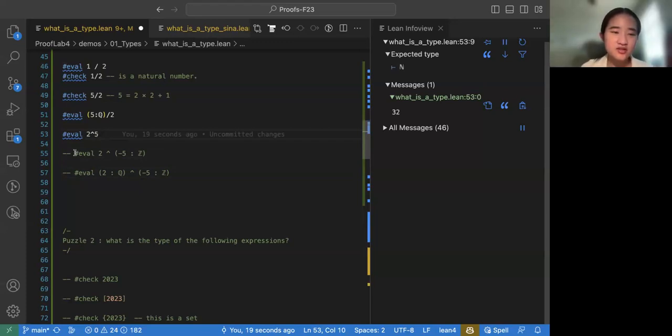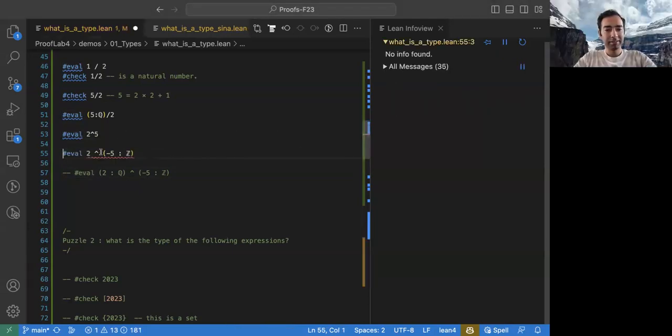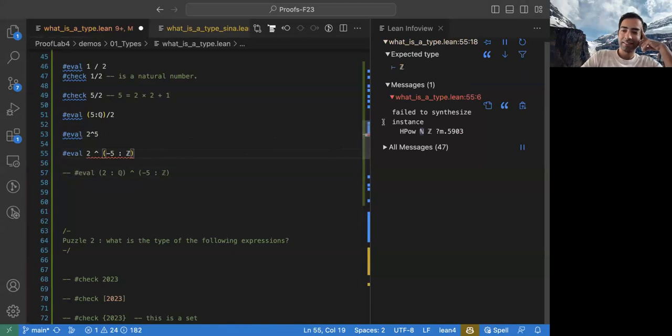Will it be 1/32? Let's see. Oh, an error. That's an interesting thing. Can we see what the error is? Can we read it, understand it?